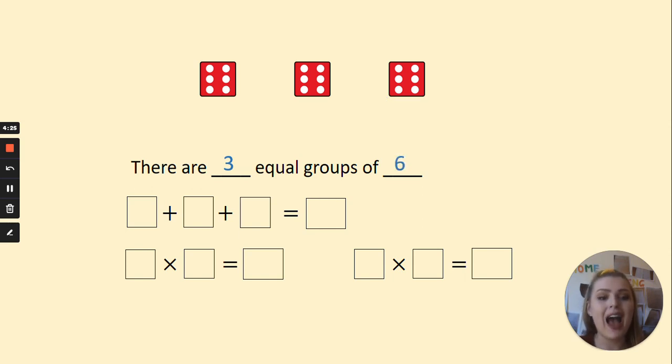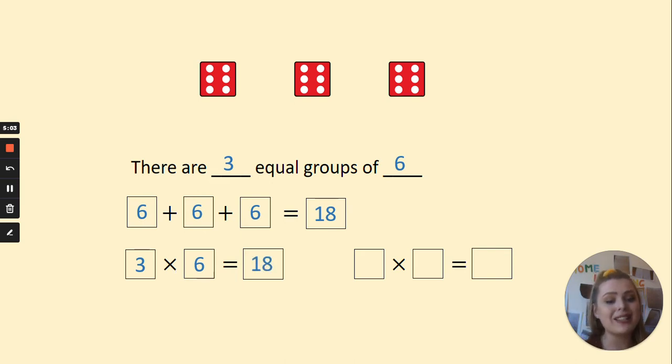Now I could write that as an addition sentence. 6 add 6 add 6. And I could add all those together, which gives me the answer of 18. But remember, we're trying to be efficient in our maths. We're trying to be quick and smart and take the easiest route. So we could write this as a multiplication instead. We could write 3 times 6, because that's still 3 lots of that 6, but we're changing it to a multiplication. 3 times 6 equals 18.